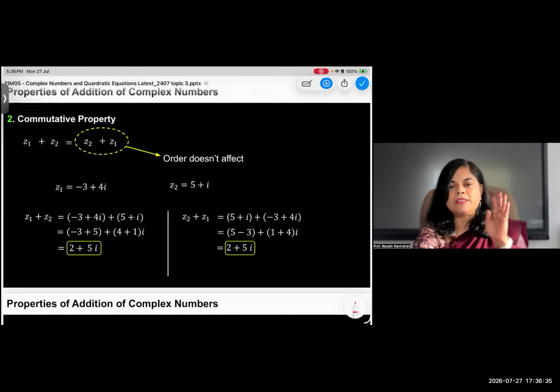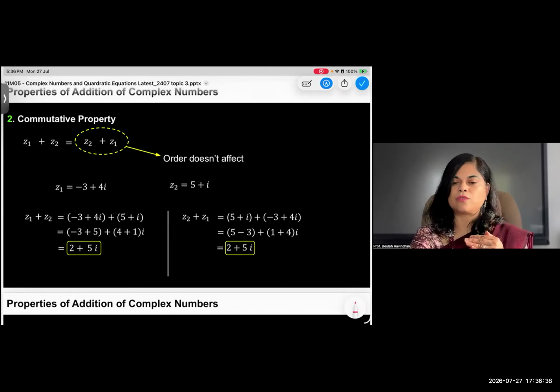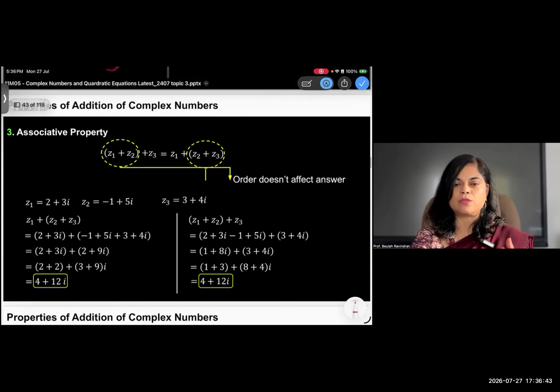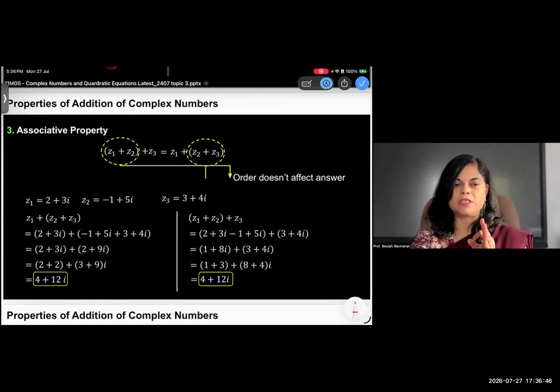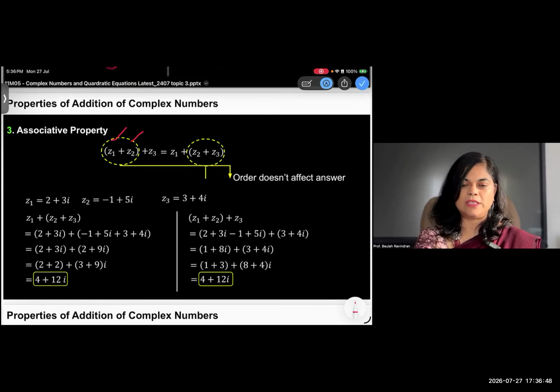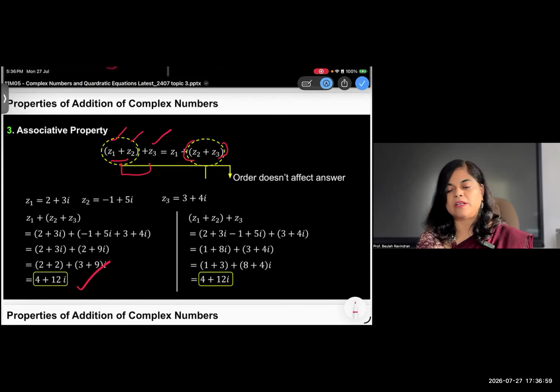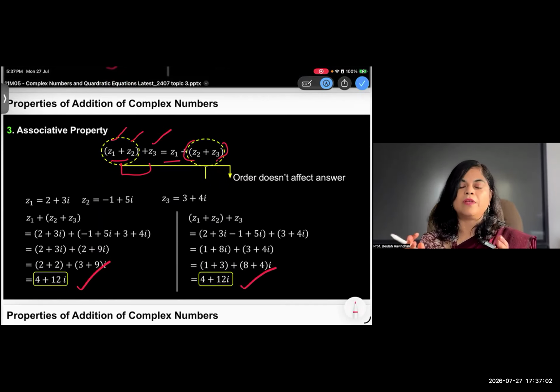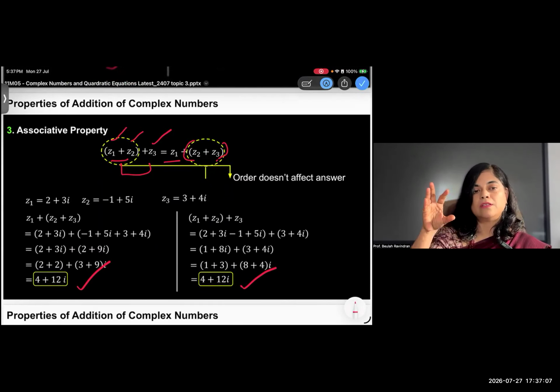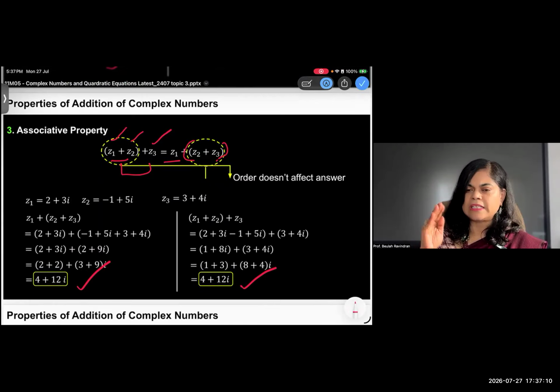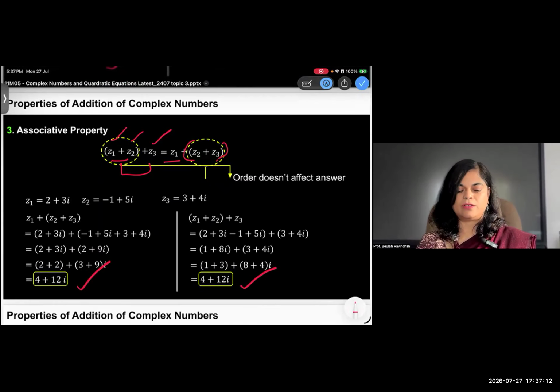Commutative: if you add Z1 plus Z2, the same result should come from Z2 plus Z1. And then the associative property means you need three numbers. So take three numbers, Z1, Z2, and Z3. First add Z1 and Z2, and with the result, you can add Z3. And the other one, first add Z2 plus Z3, and with the result, you can add Z1. If both are the same, we can say this group is justifying. Complex numbers have the associative property under addition.